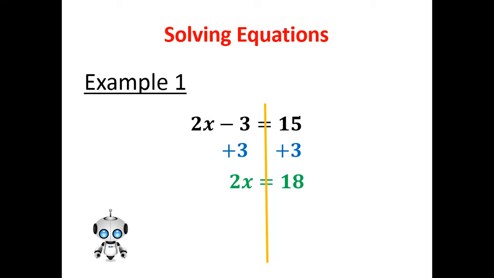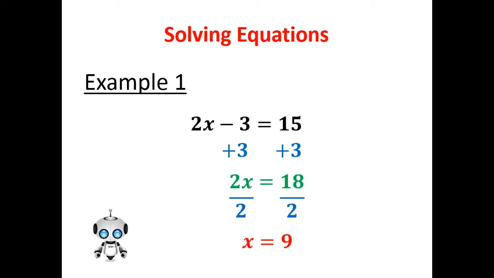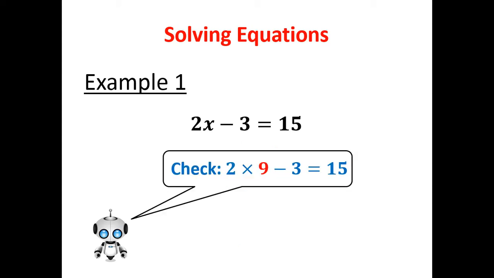To get rid of a times 2 we divide by 2, but if we divide by 2 on the left we divide by 2 on the right. On the right 18 divided by 2 makes 9, and back on the left 2 divided by 2 makes 1 whole, so these cancel, leaving 1x, and x is equal to the number 9. A quick check: 2 times 9 subtract 3 does make 15.